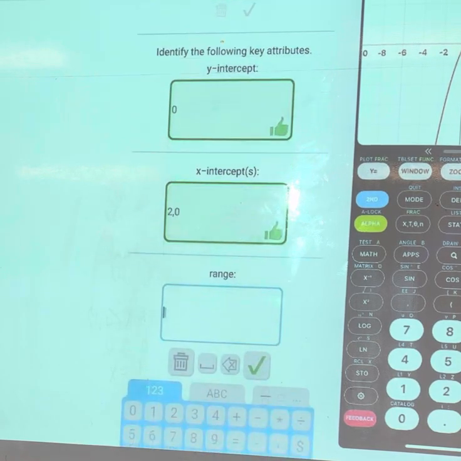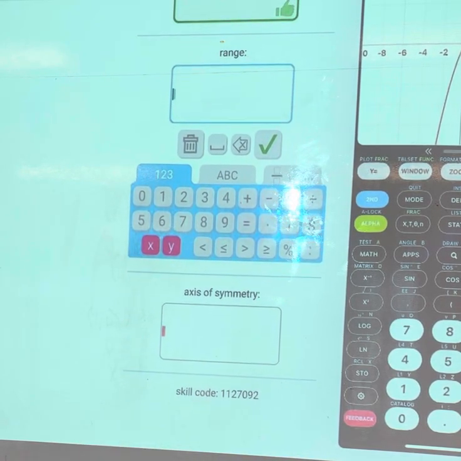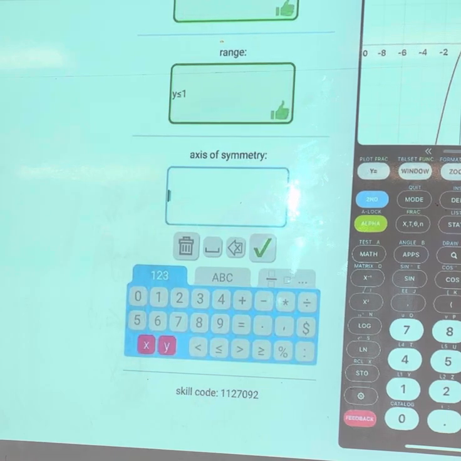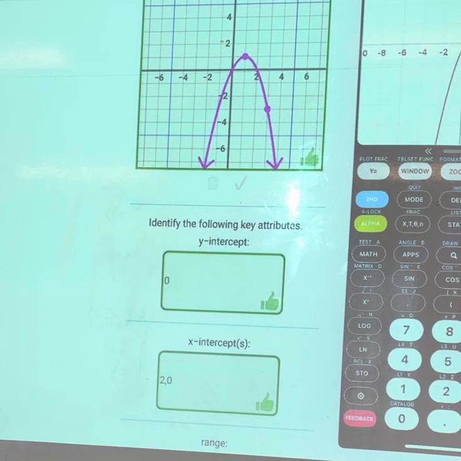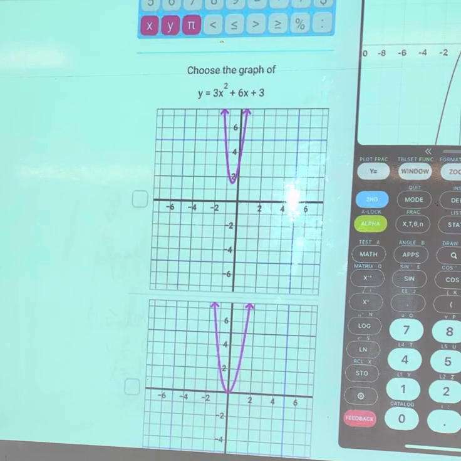And then last, did you hit check? Perfect. And then axis of symmetry is x equals. So push x equals the x value of the vertex. Which would be at 2. Wait. No. No. Because remember, it's 1. It's going to split the parabola in half. And, oh, got that correct. Very good. X equals 1.